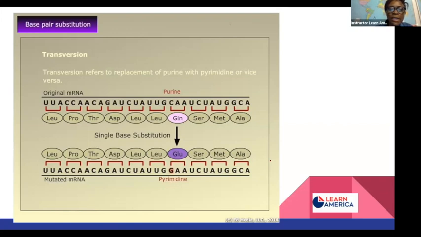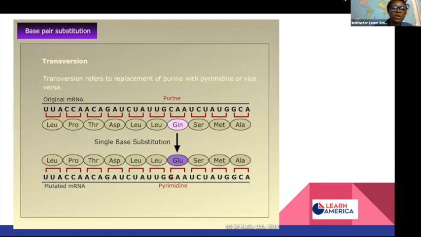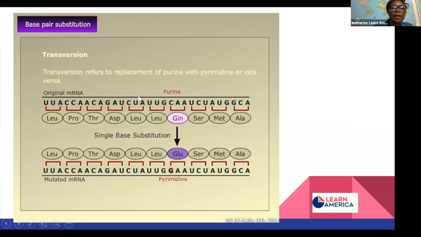How about this one? Let's take a look at the same example. Here's CAA. Oops, lost my screen. Let's go back. CAA changes now. There's a single base change. So this is transversion, referring to the replacement of a purine with a pyrimidine. We're talking about the different types. For example, we have C. Remember, C pairs with G, A with T. Let's keep that in mind.